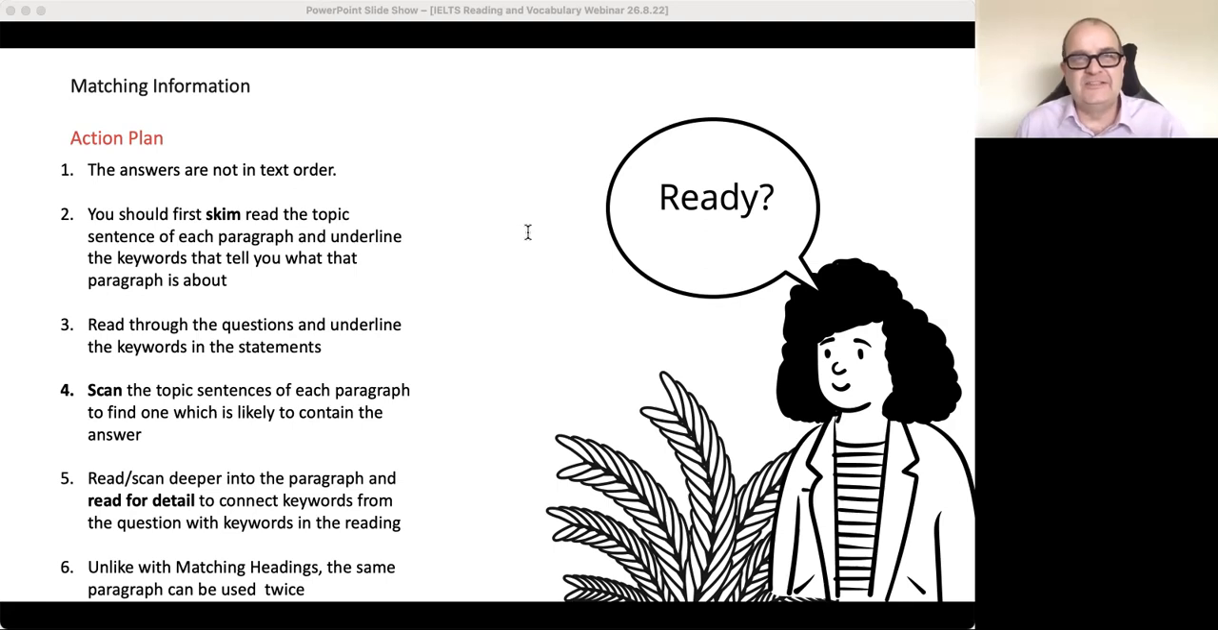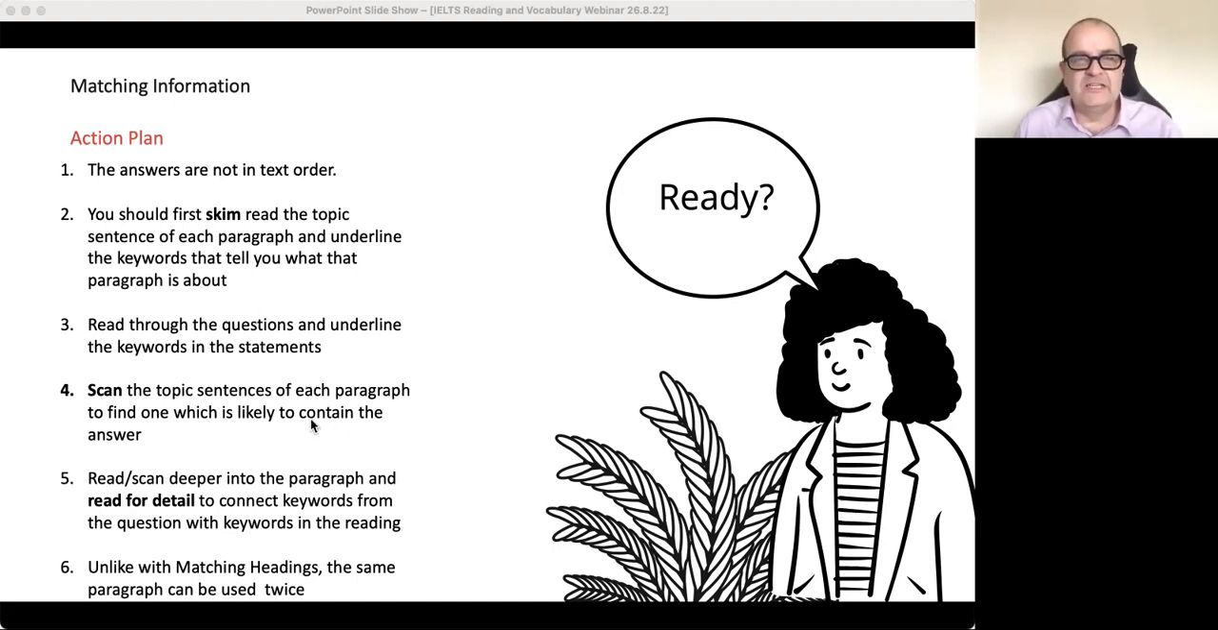Read or scan deeper into the paragraph. Read for detail. Read it more carefully to connect the keywords from the question with the keywords in the reading. Okay, then unlike what I said with matching headings, the same paragraph can be used twice. But really the key to this task is first you should skim the topic sentences.